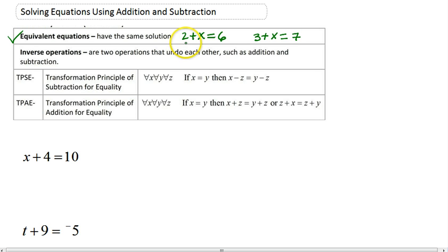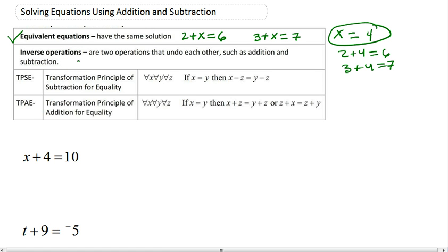So for an example, 2 plus x equals 6. 3 plus x equals 7. Both of these have the same solution for x. X equals 4. So if I take 2 plus 4, I'm going to get 6, or 3 plus 4, I get 7. They both have the same solution, and those are what we call equivalent equations.